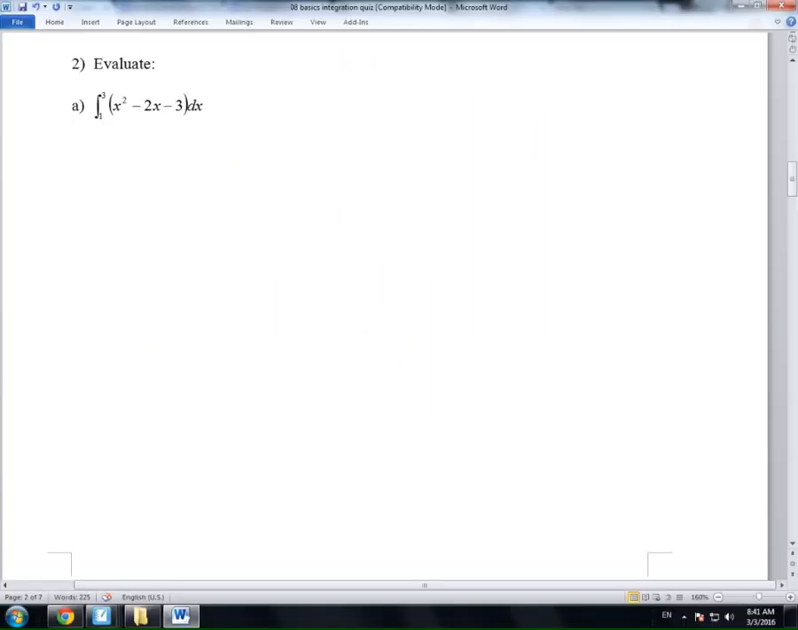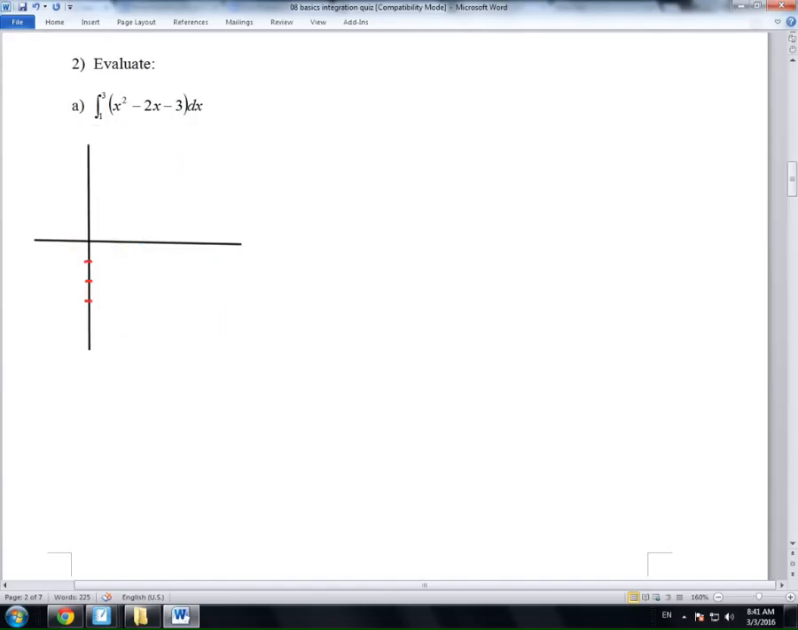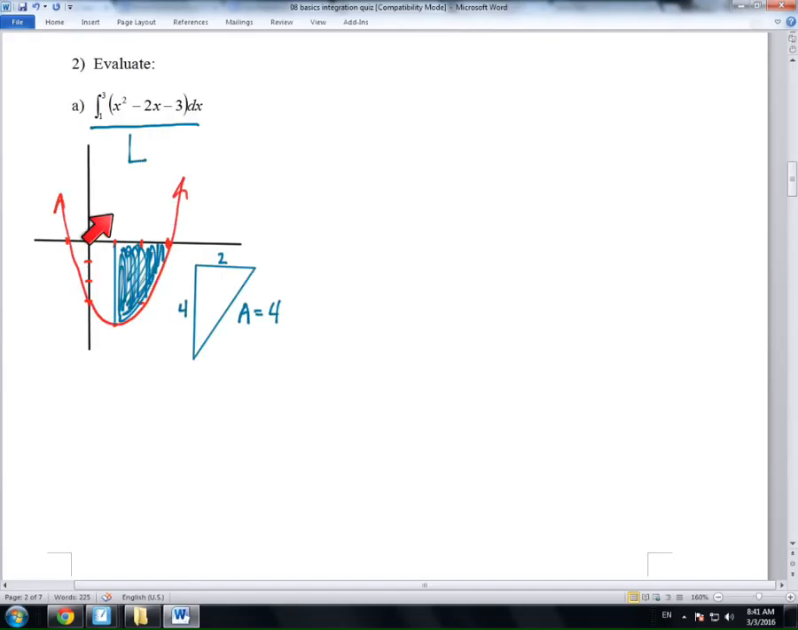So doing the same kind of work here, we have another quadratic expression, and this time, when I look at the graph, I see a triangle. Again, even though it's not exactly a triangle, I can underestimate with a triangle whose area is 4. So we have at least an approximation that this number should be near 4.